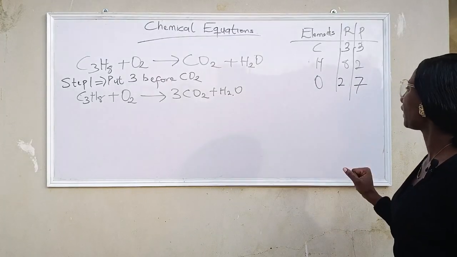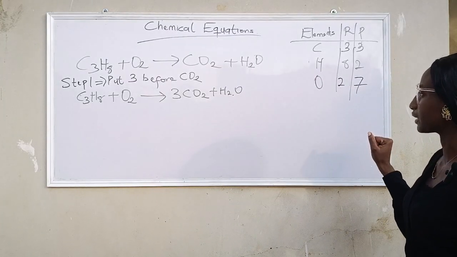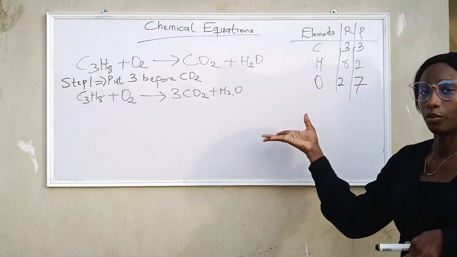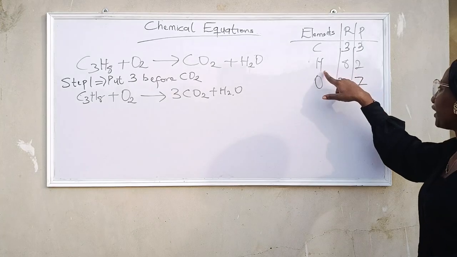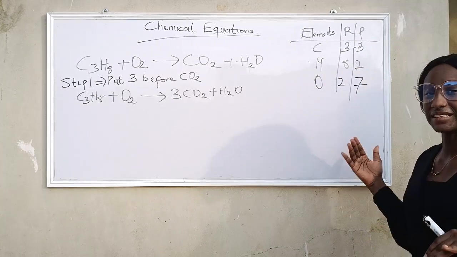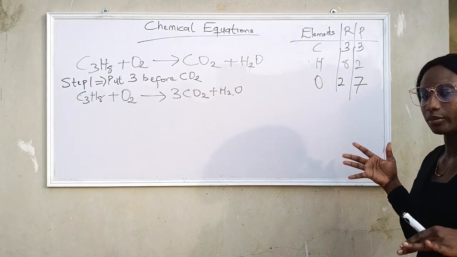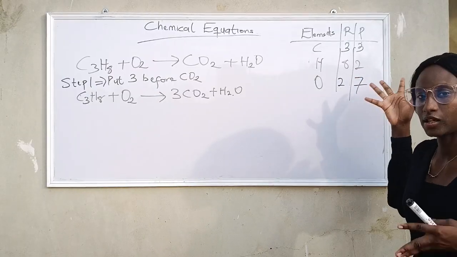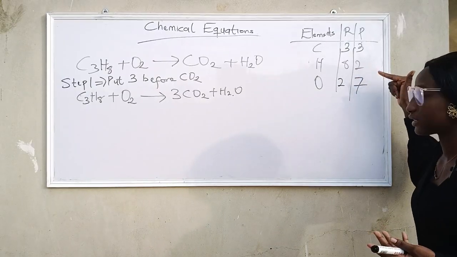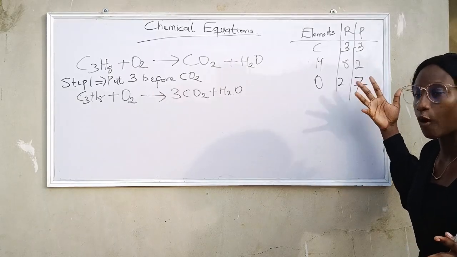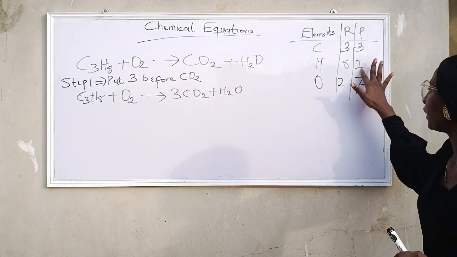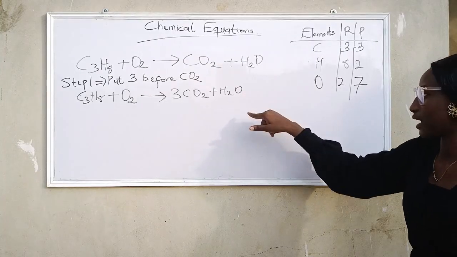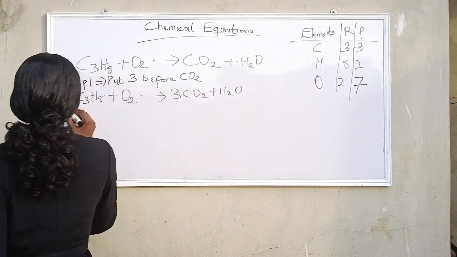Now what are we going to do? Let's look at hydrogen next. Once again, we're doing oxygen last because it's occurring in more than one product. So for hydrogen, we have 8 and 2. What is the LCM of 8 and 2? It is 8. Since this side is already 8, we're going to make this side 8. What will I multiply by 2 to give me 8? 4. So I'm going to put 4 before H2O so that I can have 4 times 2 to give me 8. So that is step 2.